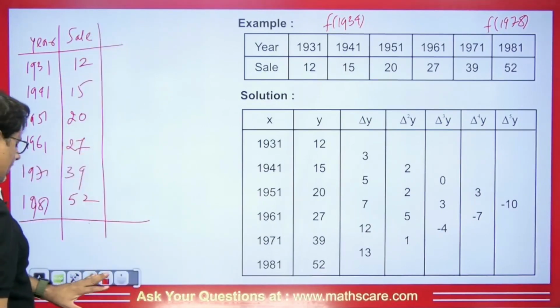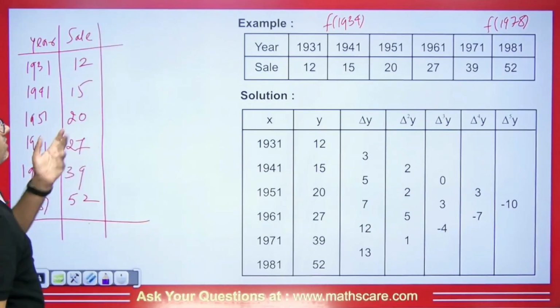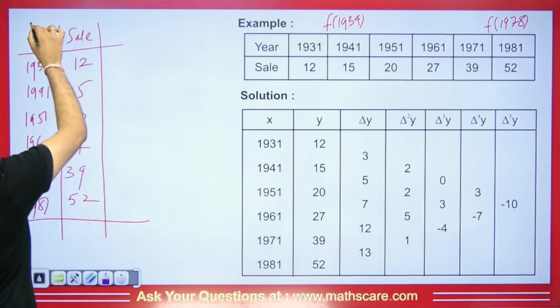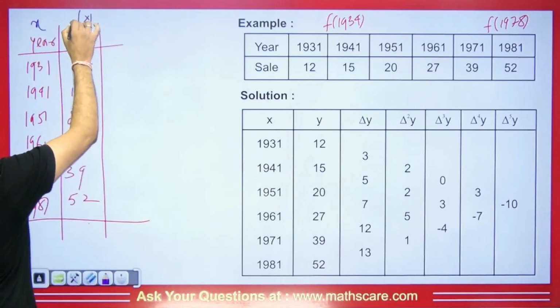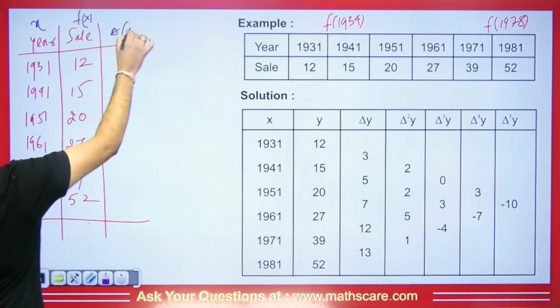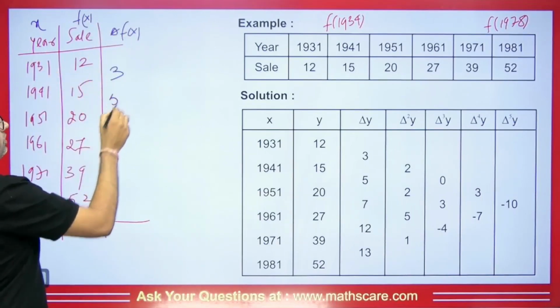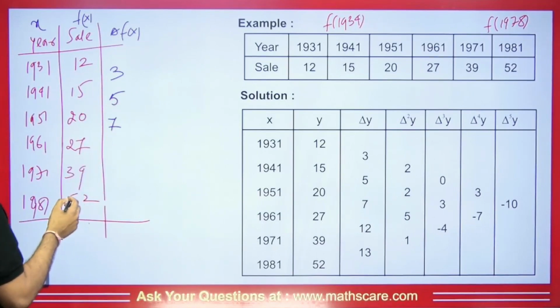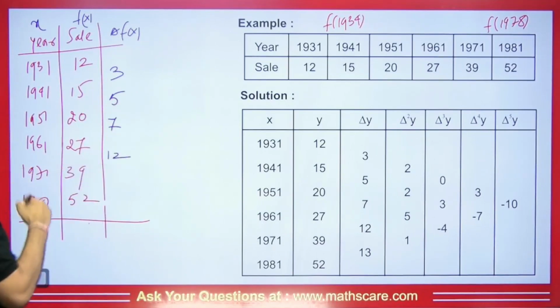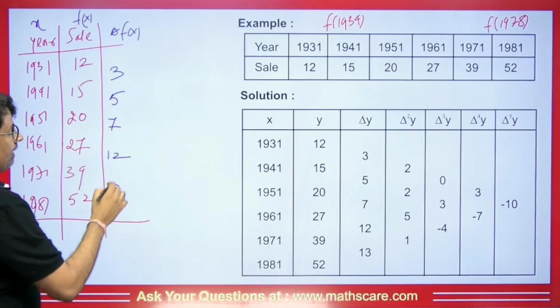Now we will talk about what we will do. We will make a table, known as a difference table, students. We have x here and fx here. Clear? So we'll find del fx, the difference here. 15 minus 12 is 3, then 5, then 7, then 9 and 12, and 52 minus 39 gives 13, right?